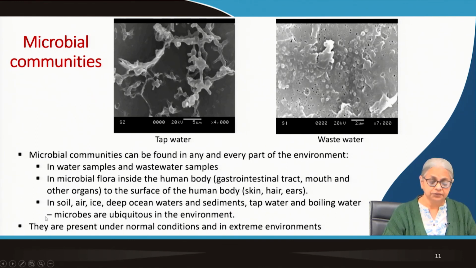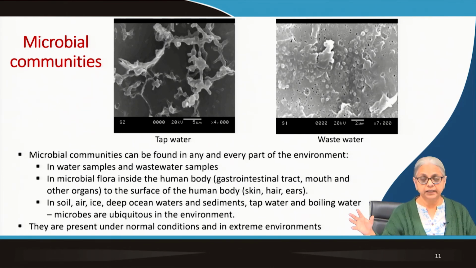I've already mentioned that they exist in soil, air, ice, deep ocean water, sediment, even boiling water. We normally think that boiling water is sterile water. Under normal conditions, which is what we are dealing with, that would be true. But if you go to, let's say, a hot water spring where the temperature is higher than 100 degrees, and if you imagine that no microbes can survive over there, wrong again. You will find microbes that have adapted themselves to boiling water temperatures. They are not the kind of bacteria that will exist in tap water. They are a different species of bacteria that have adapted themselves and remain viable in those conditions.